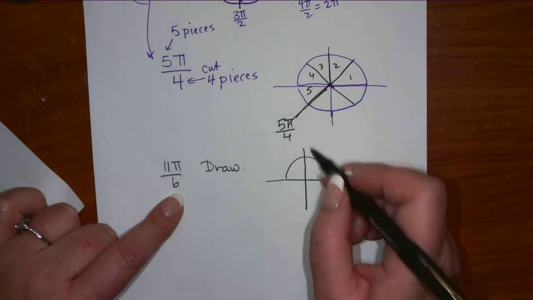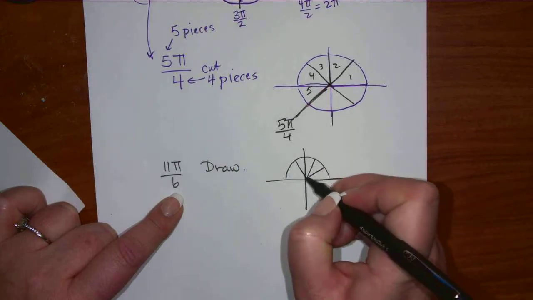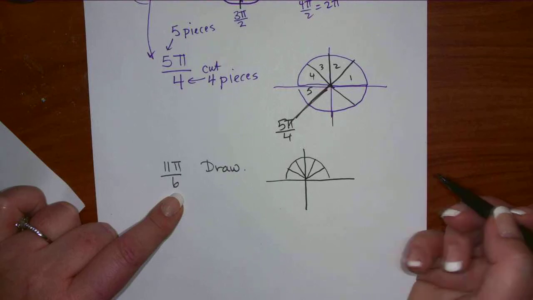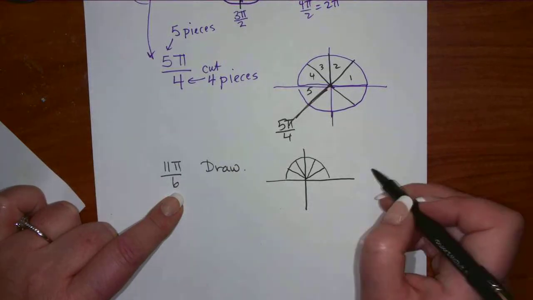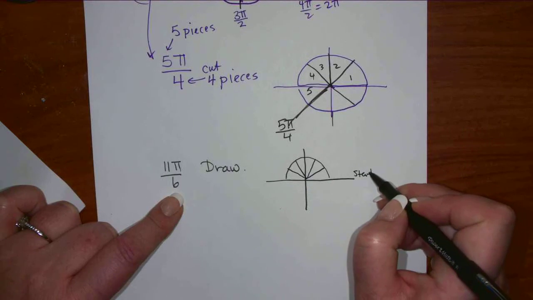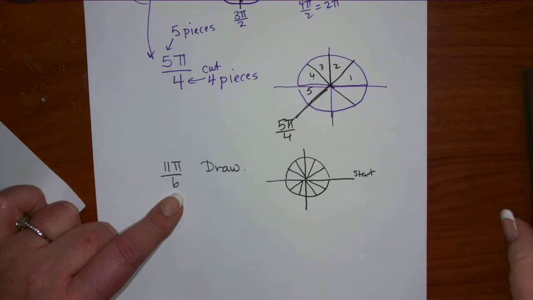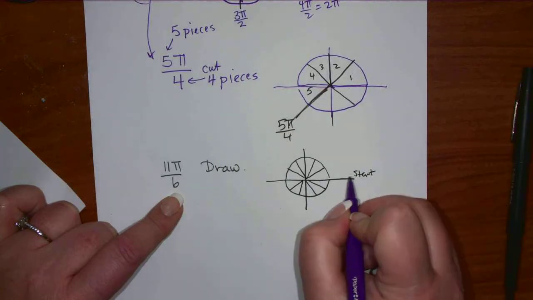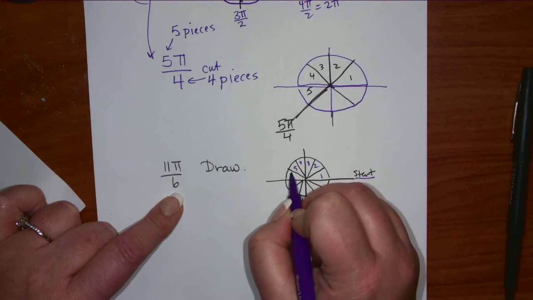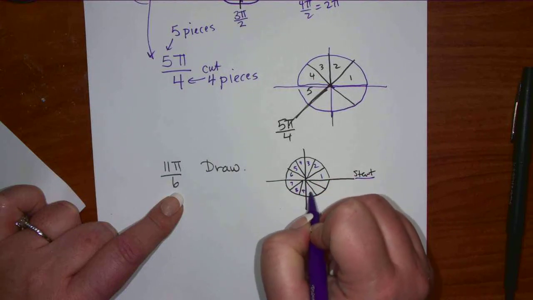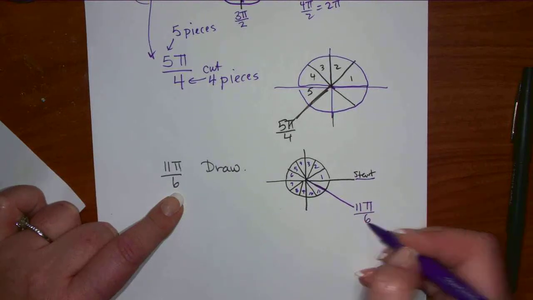So how would you do that? Like that? So that's 6 pieces. And then, do we need more than 6? Yeah. Okay, so let's count out 11. We always start here. That's the start. 1, 2, 3, 4, 5, 6, 7, 8, 9, 10, 11. That's the angle.